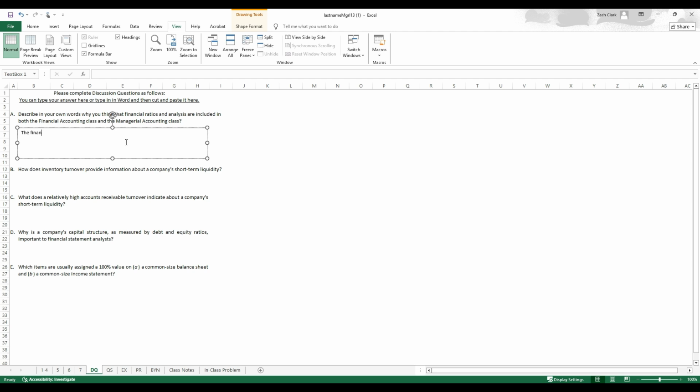the financial ratios and analyses are based off of accounting data, and a solid understanding of the source of that accounting data, such as is taught in the financial accounting class, is paramount to being able to understand the ratios.